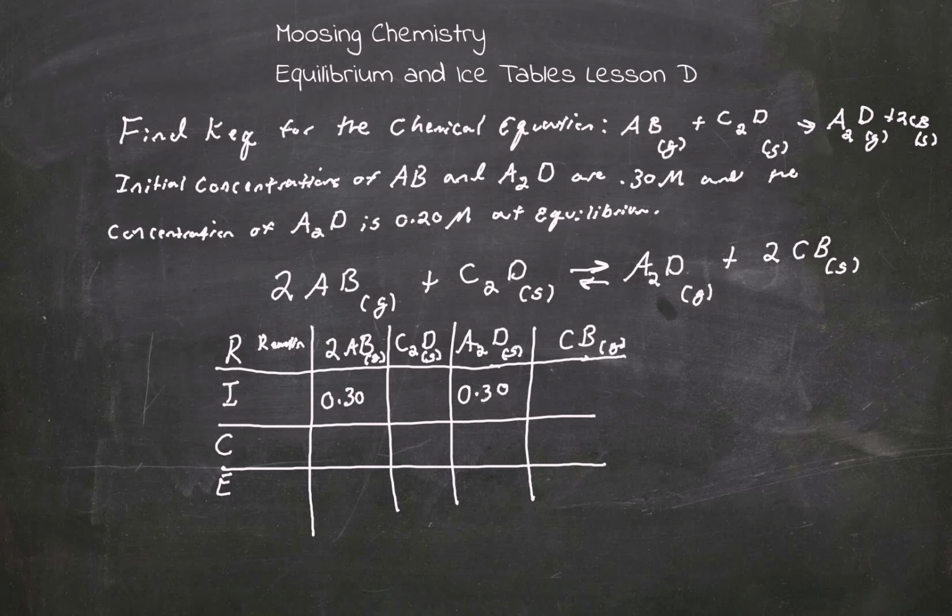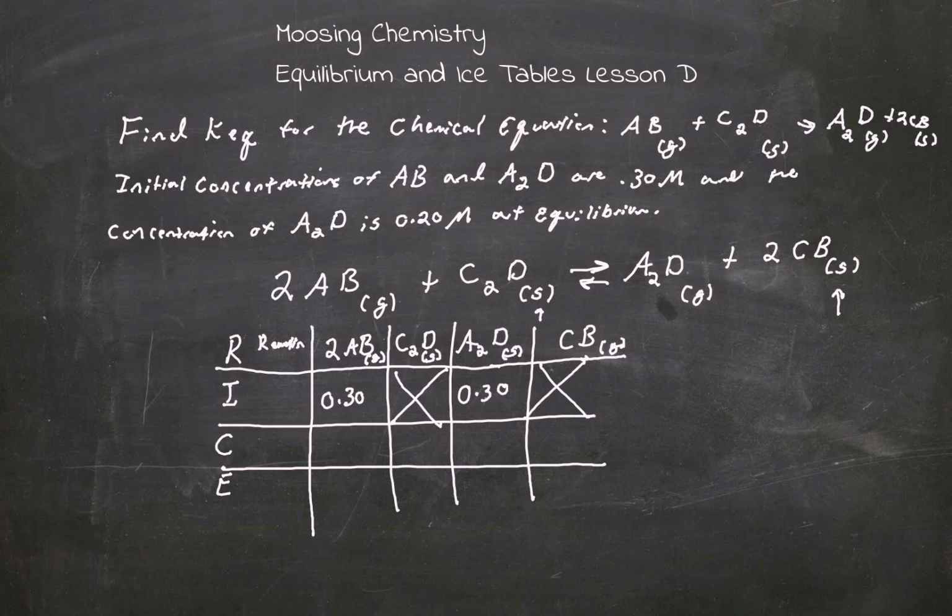Wait a minute, what's the initial concentration for C2D and CB? Look at this. CB is solid. C2D is solid. It doesn't have an initial concentration. Matter of fact, it can't have a concentration because it can't be dissolved. All right, can't use that. So we just simply X those out.